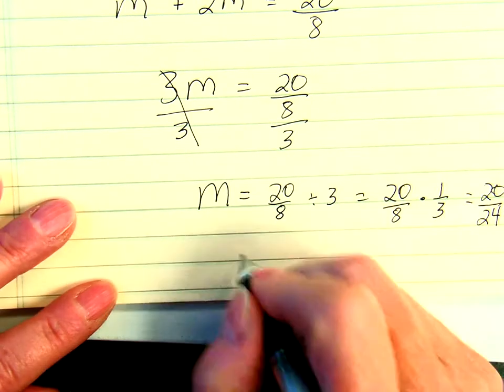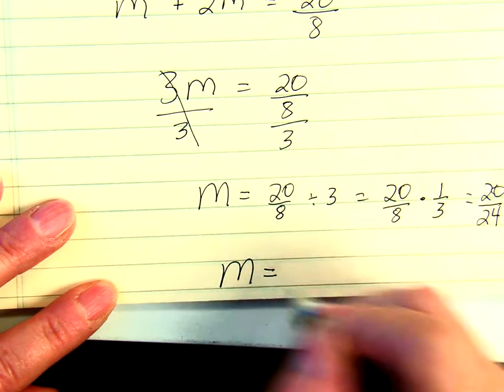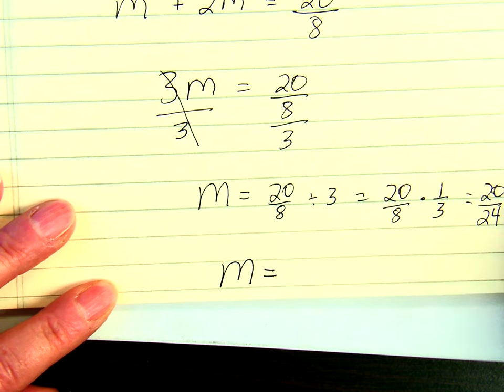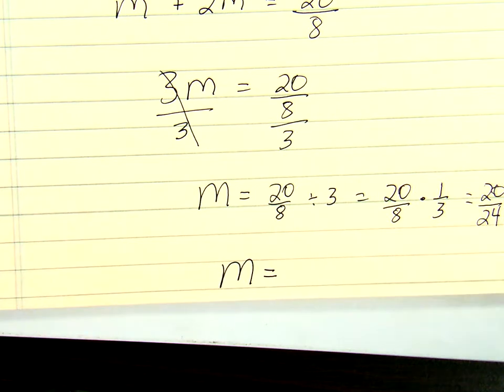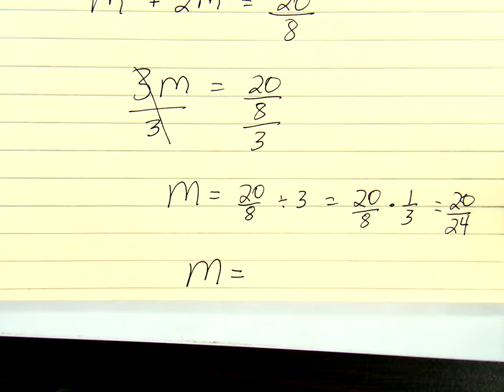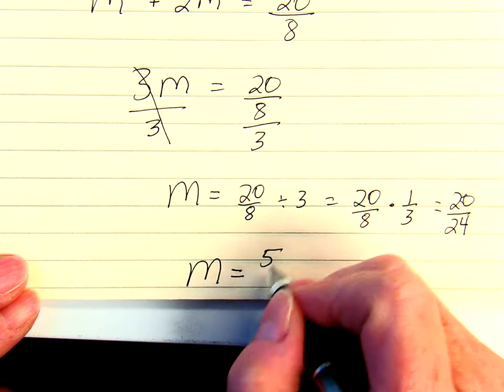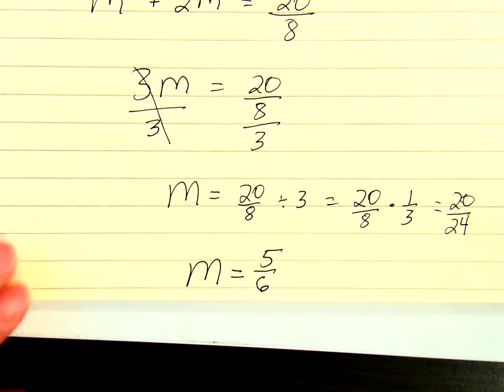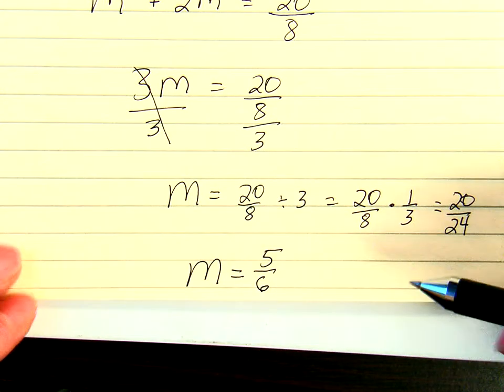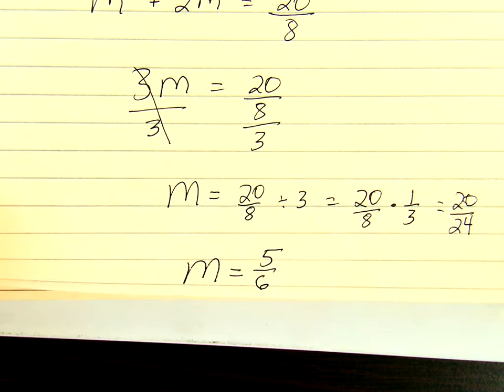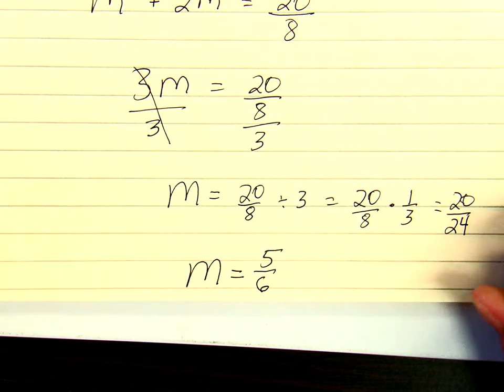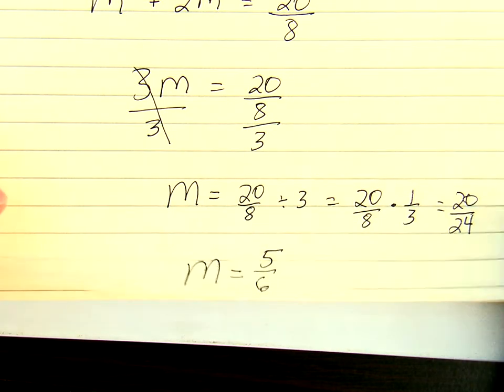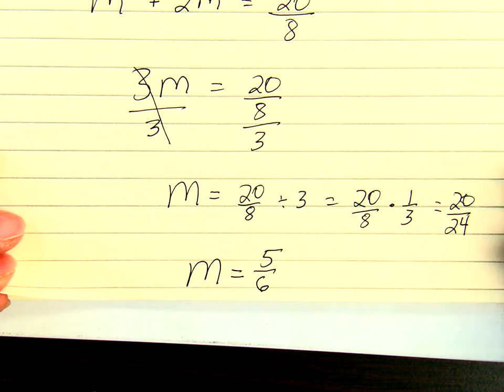So m equals, and I'm going to go ahead and simplify this. Of course, you can do it by finding your common factors or whatever. I just usually say half of it is 10 over 12, half of that is 5 over 6, and that is where I'm going to leave it. So m is equal to 5 over 6. Once again, you can put that back in and check to make sure that you are doing it properly.